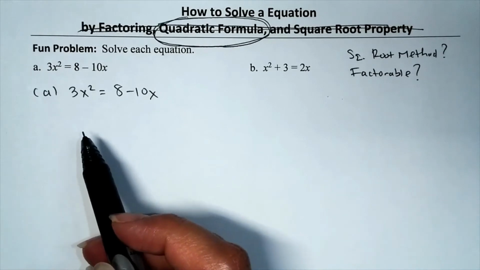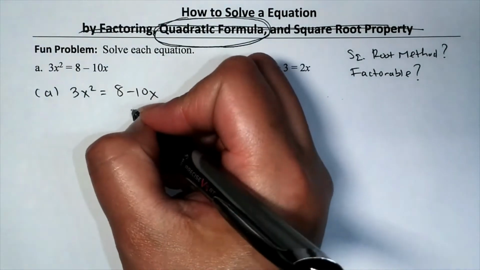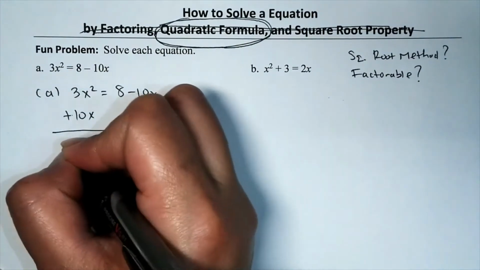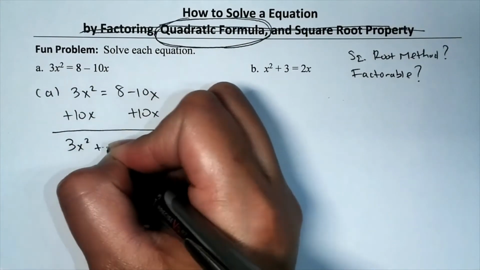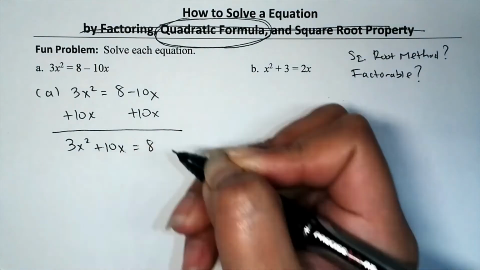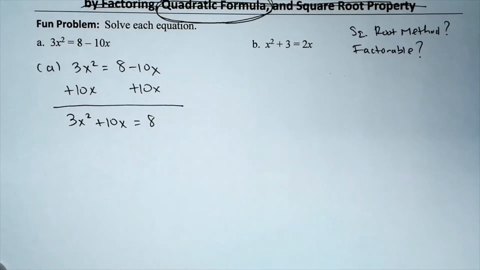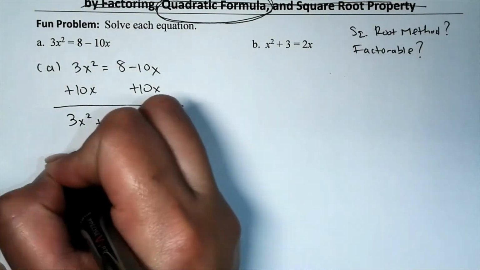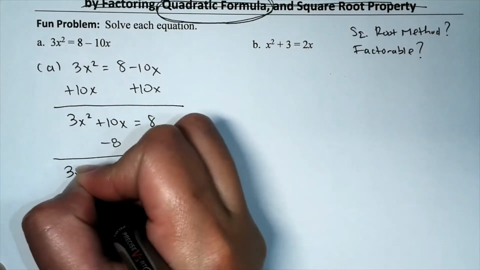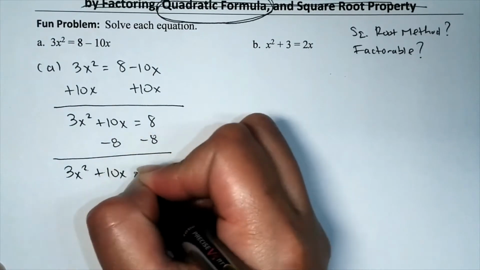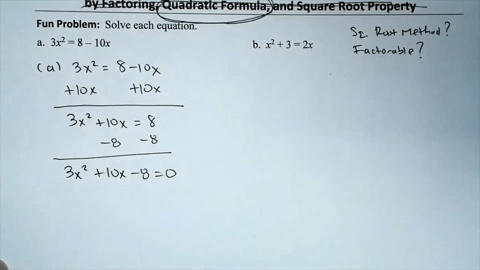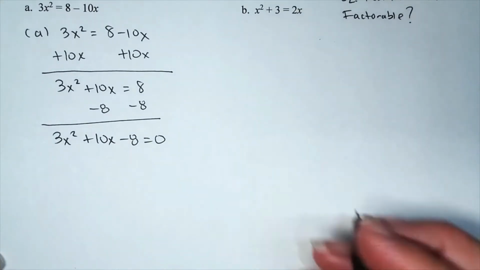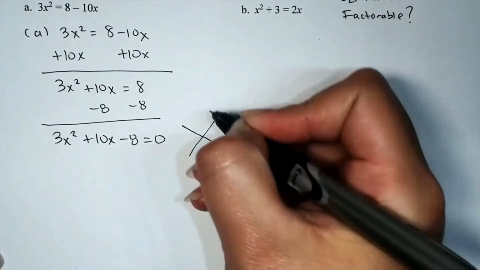So to solve by factoring, let's go ahead and set this equal to 0, so that we will add 10x to both sides. And that will give us 3x squared plus 10x is equal to 8. It's not quite set equal to 0. So let's go ahead and continue our magic. We will subtract 8 from both sides, and that will give us 3x squared plus 10x minus 8 is equal to 0. So now the question is, is this factorable? So I don't know. So we're going to go ahead and use the AC method.